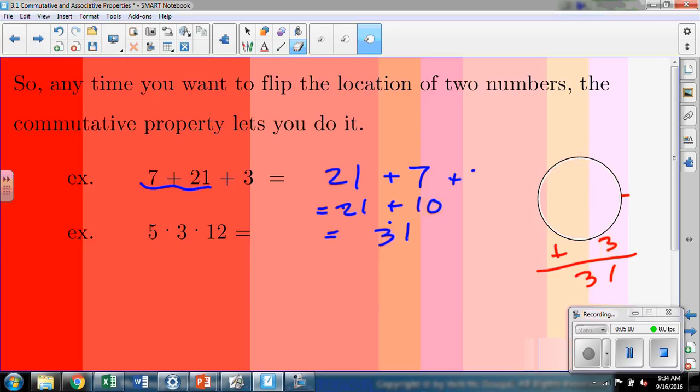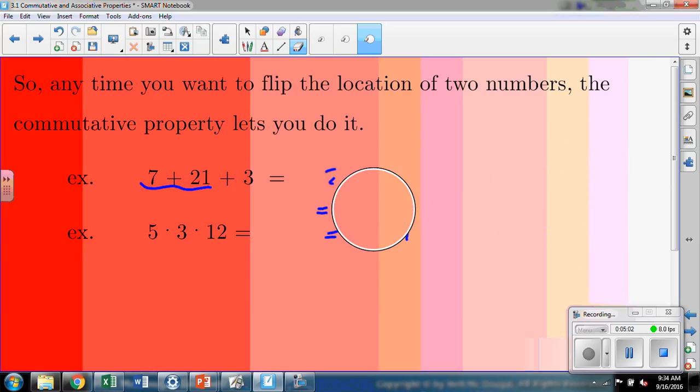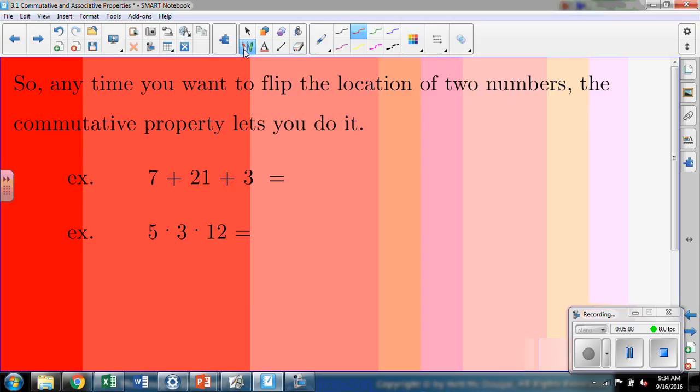Similarly, we would have the commutative property for multiplication. If we were to go through it directly, we would have 5 times, oh, can't really see that too well. 5 times 3, okay, that's 15. Quick, in your head, what's 15 times 12? See, it's not quite so easy there. Now, we could still work it out, we could still get our answer, but it's not as easy.